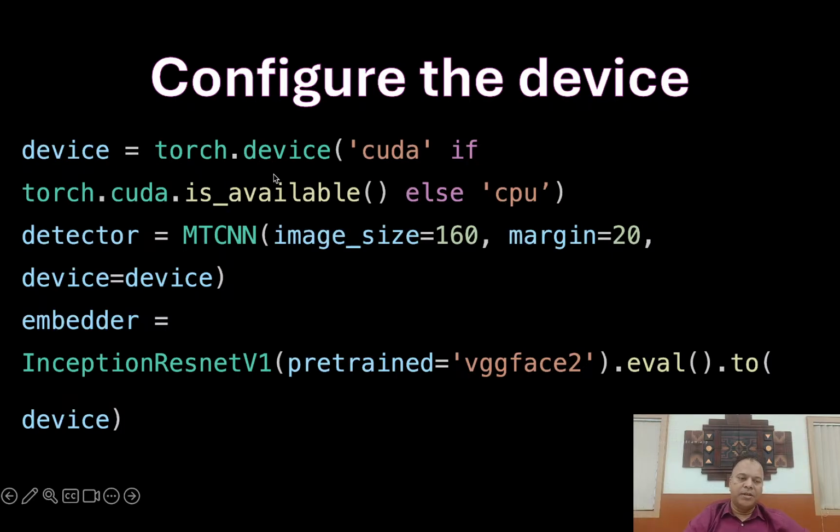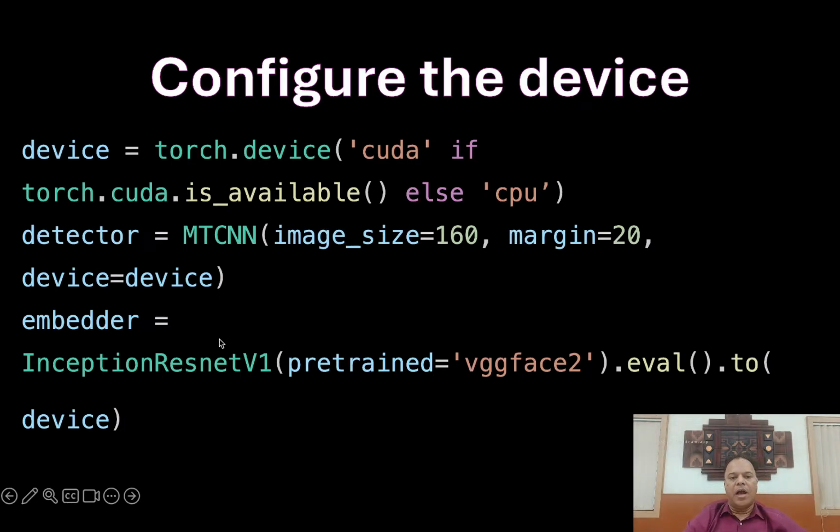How I'm doing that? I'm using PyTorch to check. torch.device returns CUDA if it is available, else returns CPU. So my device will be either CPU or CUDA, means GPU or CPU. That's the first task I'm doing.